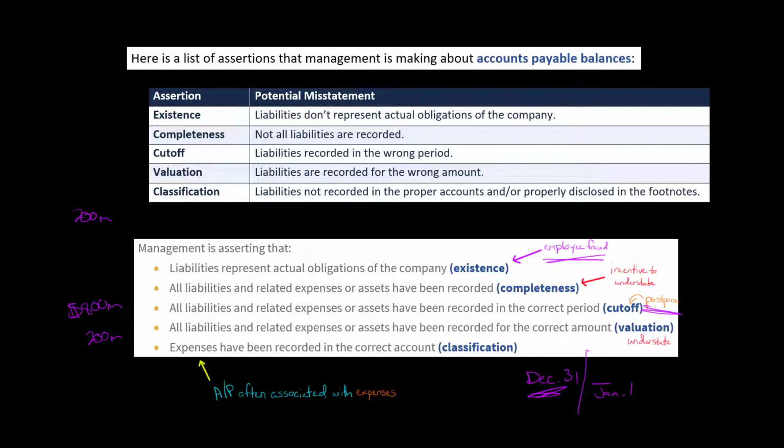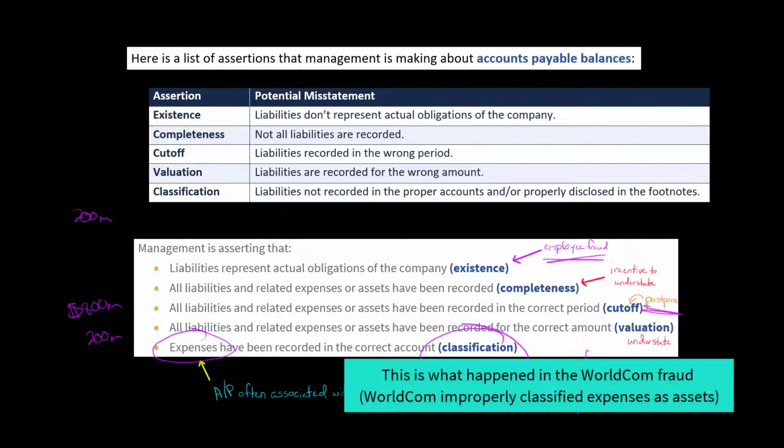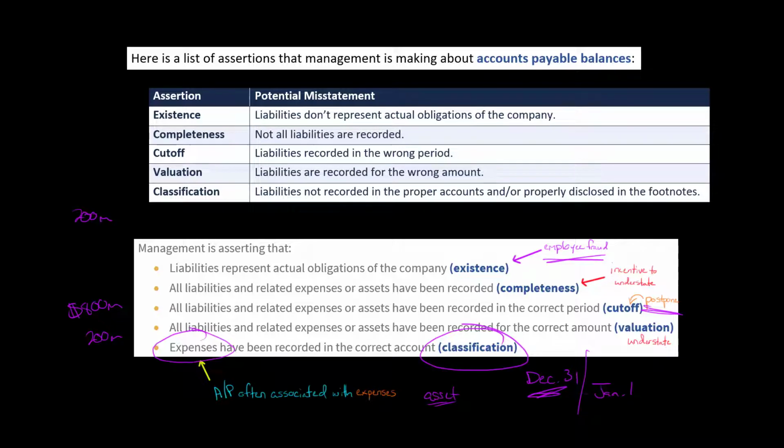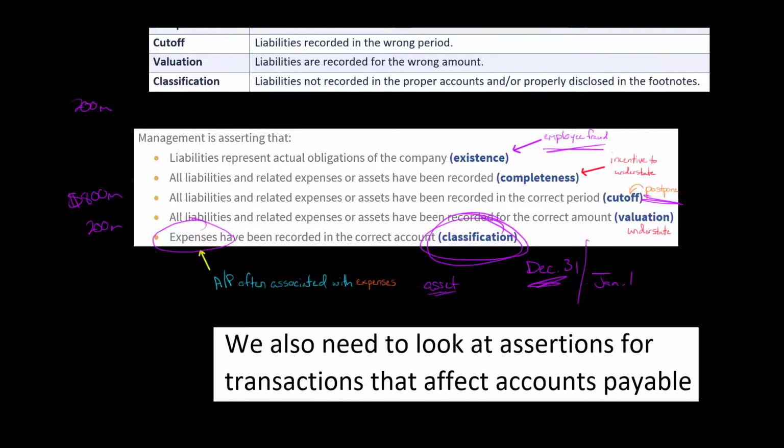So classification could be an issue. If we think about the expenses that are associated with accounts payable, remember I said when a company's recording accounts payable, they're crediting accounts payable, sometimes they're debiting an expense. So maybe there's something that the company records as an asset when it actually should have been expensed immediately, right? So there might be some misclassification there, or maybe a company is recording something as a long-term liability when actually it should be short-term. So that's the classification assertion, it can be important.